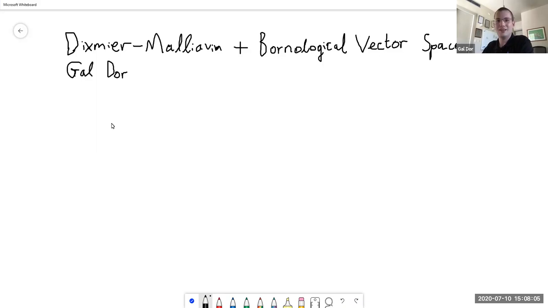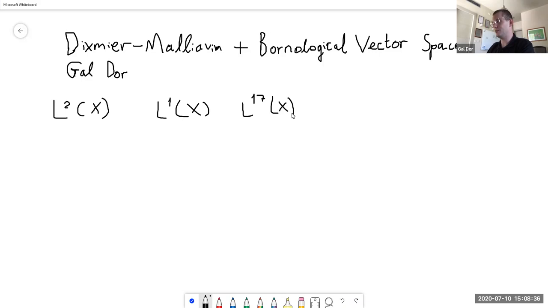So let me begin. There are lots of examples of vector spaces that carry a topology and they appear in representation theory. For example, there are spaces like L2 of X, the space of L2 functions. There are L1 functions, L17 functions, but also there are spaces of smooth functions like C^k of X, the functions that are continuously differentiable k times, etc., etc. There are lots of these spaces.